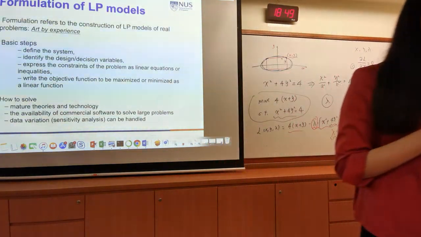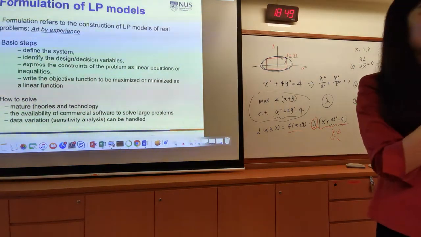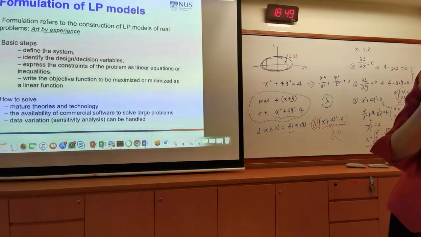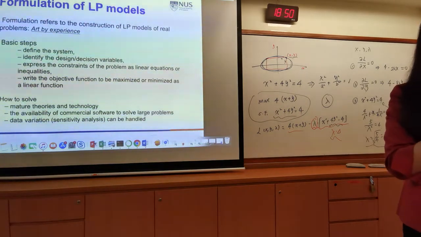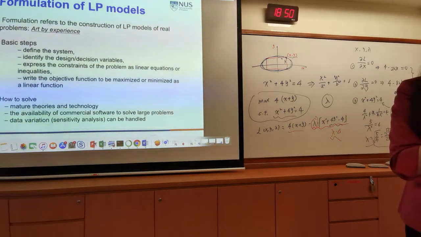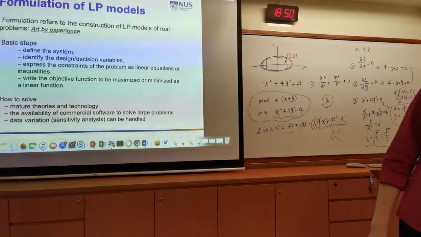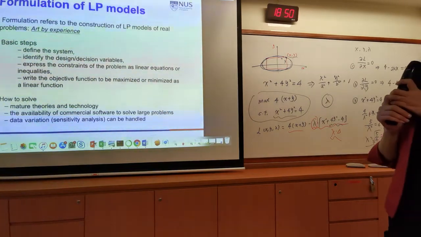Okay, now that we understand the problem, how is the formulation done in the mathematical sense, and how do we turn those applications into LP models? The formulation refers to the construction of LP models of real problems. It's not really any fixed law; it's really experience-based. You can have all sorts of ways to formulate your linear programming problem if you want to use the convenience of linear programming. The basic steps are still the same.